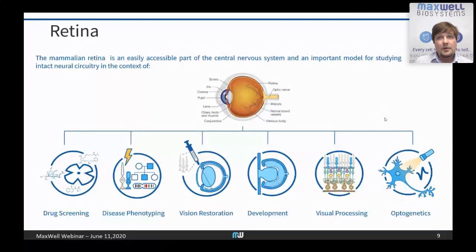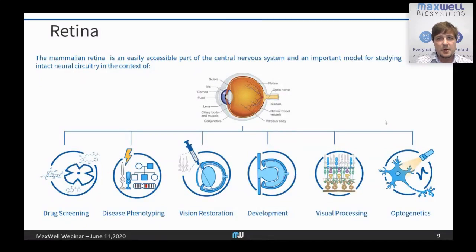Now, one can ask, in what context can these readouts be useful for scientists, right? So in the end, they have to be useful in some way. Well, these readouts can be used in the aspects of drug screening. You can analyze disease phenotypes using the retina. You can study visual restoration success rates with the retina. You can investigate different aspects of visual development. You can study visual processing in the retina, and you can also perform optogenetic or electrical stimulation experiments.